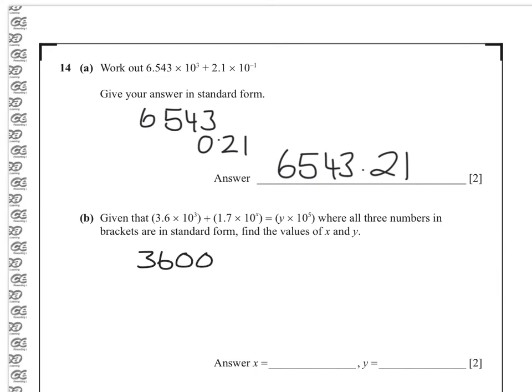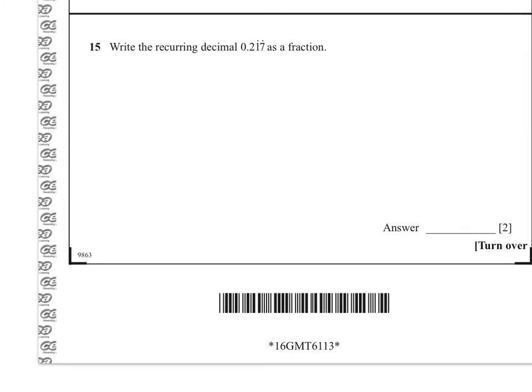3.6 times 10 to the power 3 is 3,600. If we want to have 10 to the power 5 in our answer, then the 1.7 must be multiplied by 10 to the power 5, which gives us 170,000. That means that x must be 1.7 times 10 to the power 5 and y must be 1.736.